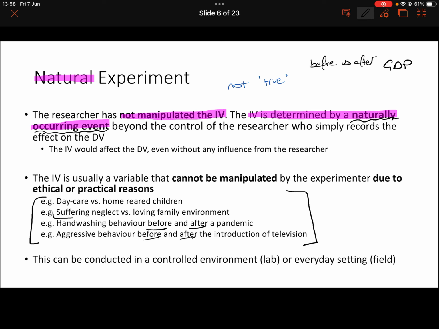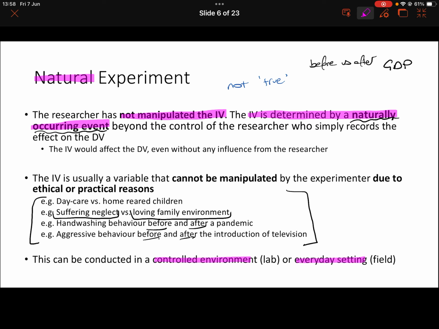In each of these cases, we have a control and an experimental condition, or we have two different conditions, but the researcher has not manipulated those conditions. The IV has come about because of some naturally occurring event beyond the researcher's control. When it comes to the location, or under which conditions the IV has been manipulated, for a natural experiment, that's not so important. A natural experiment could take place in a controlled environment or an everyday setting.